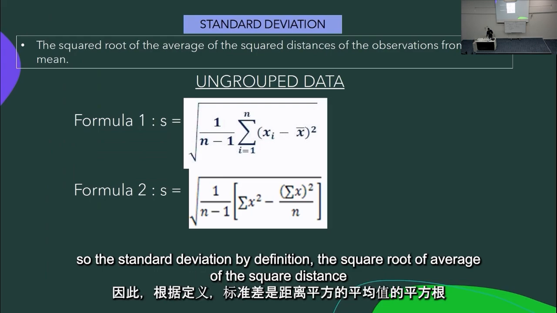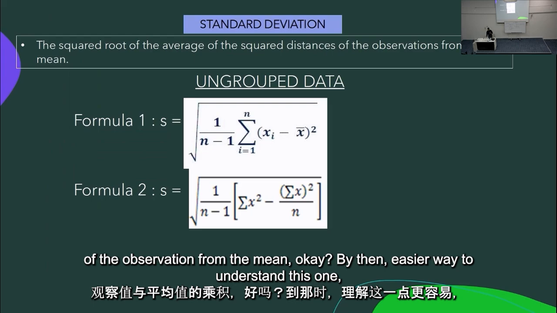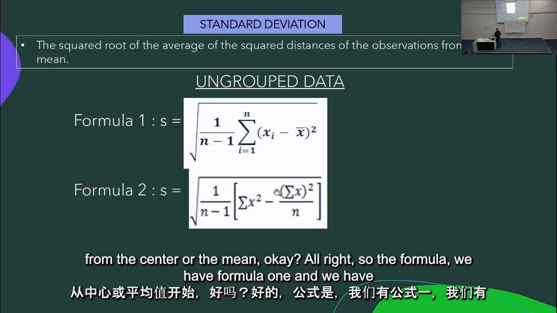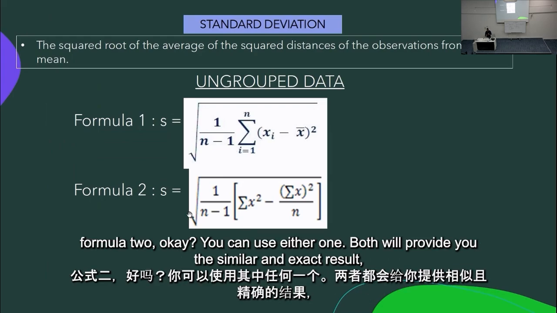Alright, so the standard deviation by definition is the square root of the average of the squared distance of the observations from the mean. But an easier way to understand this: how far your data is from the mean, the distance of each observation from the center or the mean. We have formula 1 and formula 2. You can use either one, both will provide you the similar and exact result.